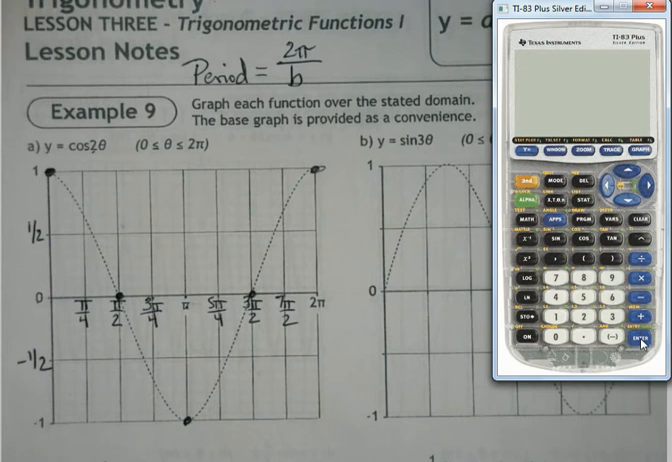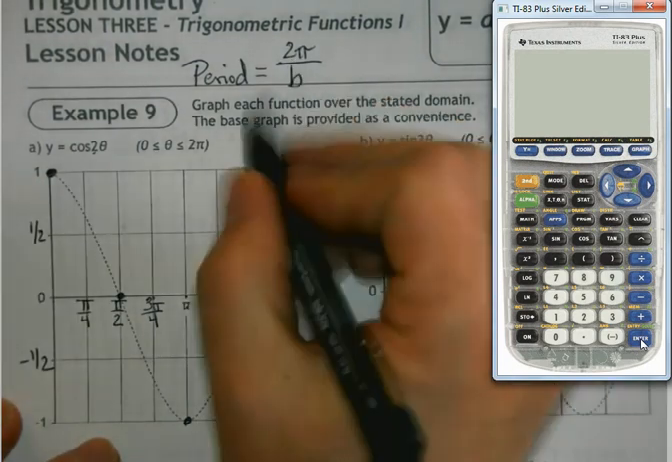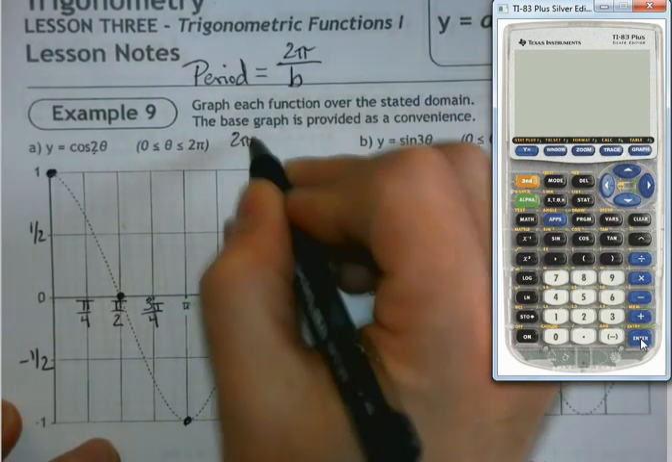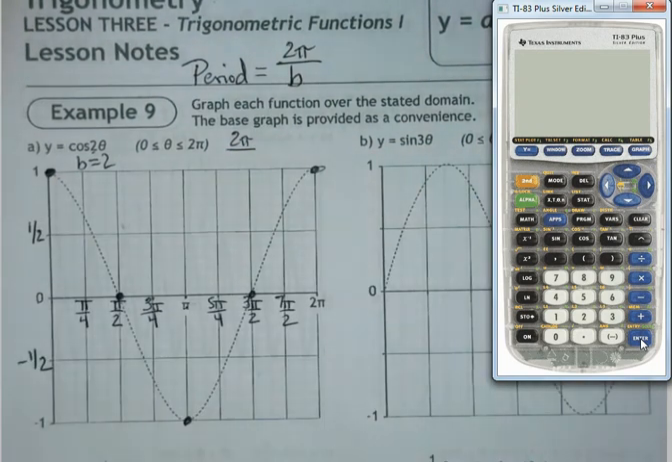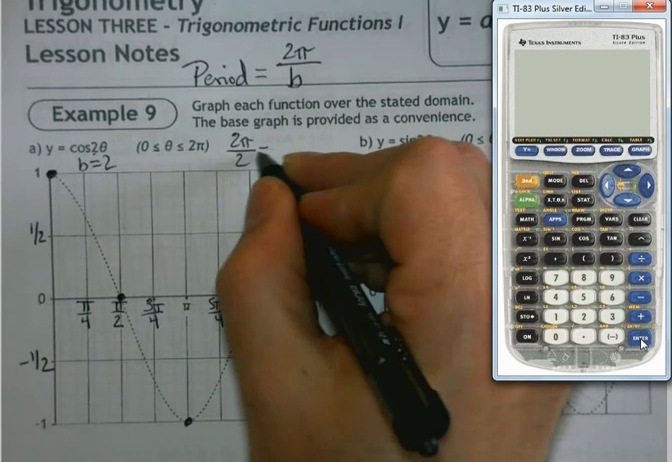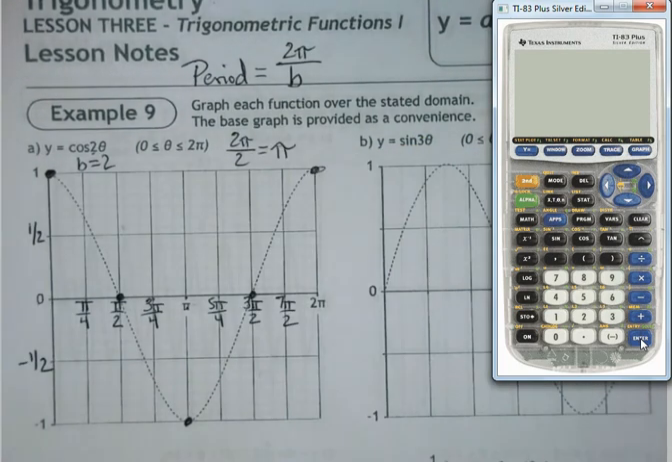But here's what I have to do now. My new period is going to get squished in a little bit. Like, what do you mean? Well, if my period before was 2 pi, and now I have to divide it by this b value, this number that's in front, what that means now is this entire graph that used to take up 2 pi is now only going to take up pi space. It's going to cut everything in half. You're like, wait, what?